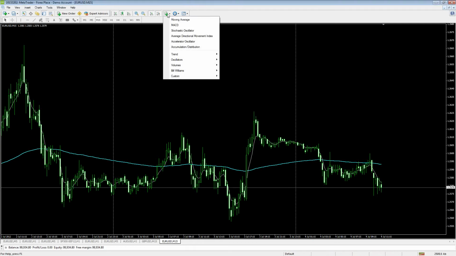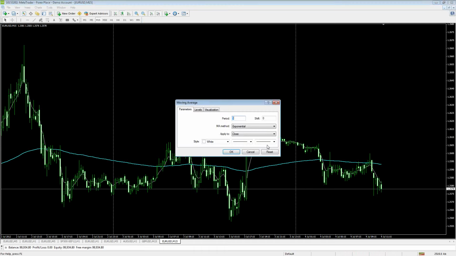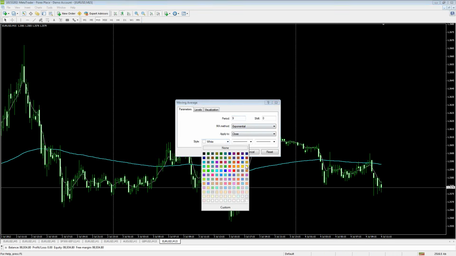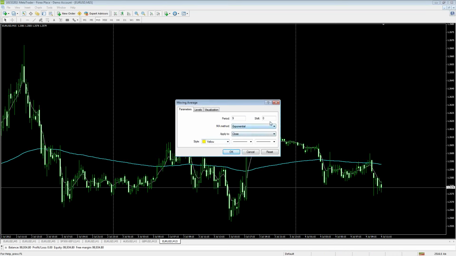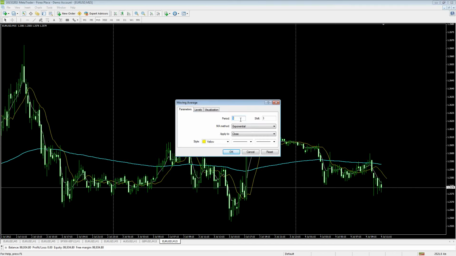Then let's add a few more, but the other ones I'm going to add are shifted. As you can see, the shifting of these moving averages uses Fibonacci numbers. So we'll add some of the moving averages we spoke about. 9, let's make it yellow, and we'll shift it 3. Another moving average is 13.